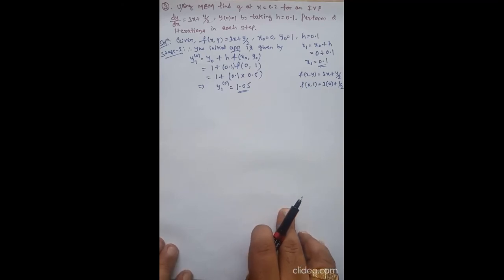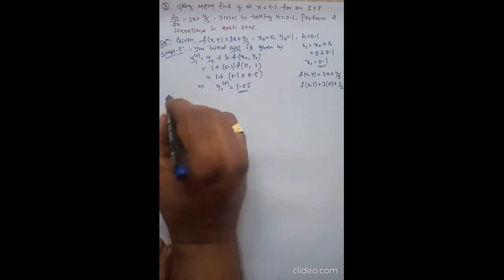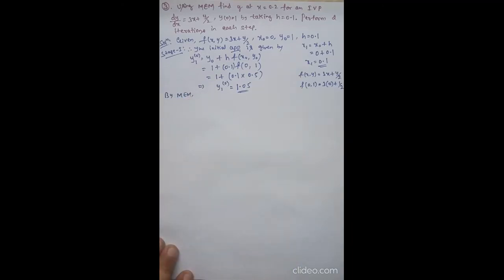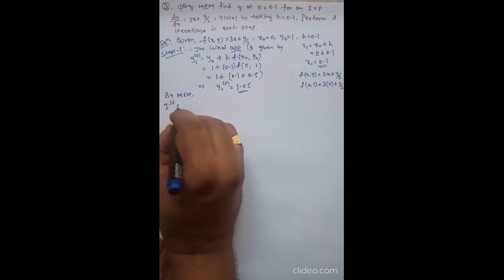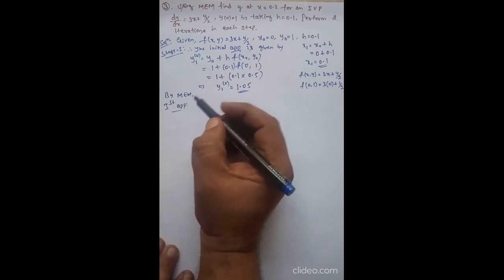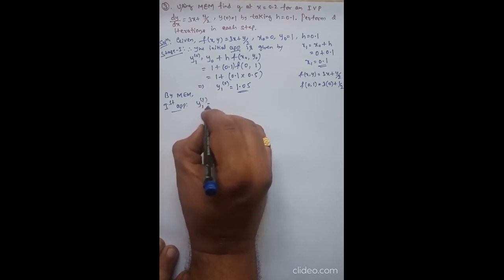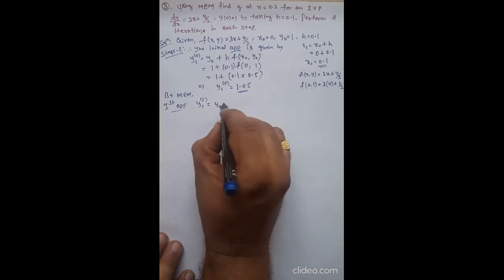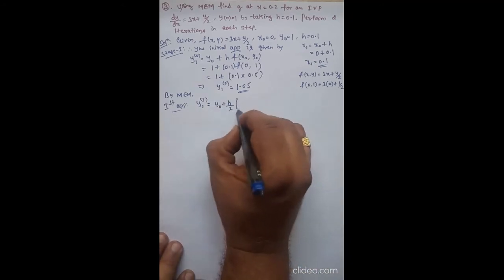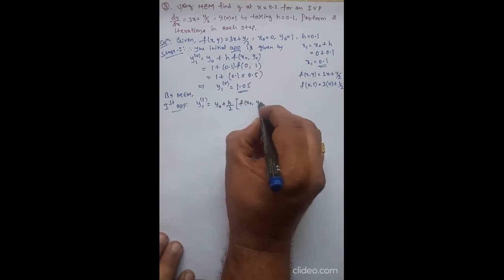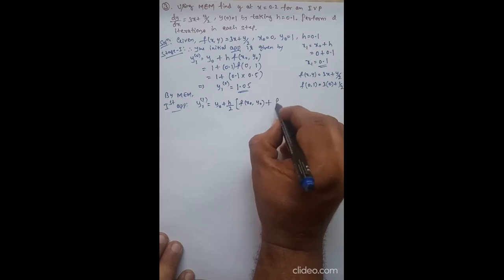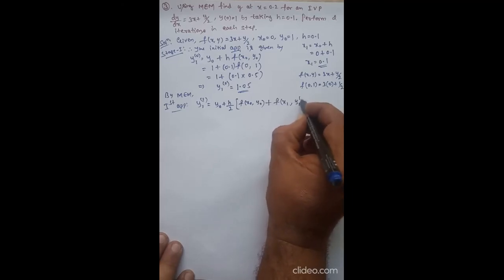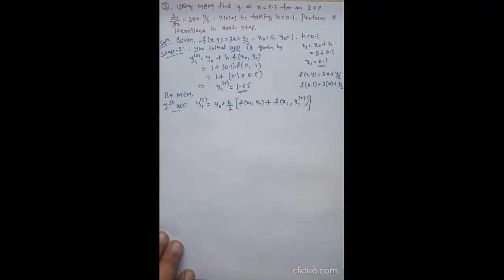Now after this, we know we have to find the successive approximations using modified Euler's method, MEM. Let us find the first approximation. So we know that the formula for first approximation is y1 power 1 equals y naught plus h by 2 into f of x naught comma y naught plus f of x1 comma y1 power 0.